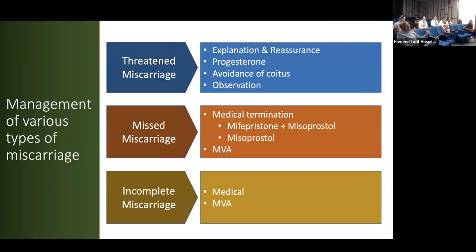And this is less traumatic for the endometrium or for removal of the decidua, whereas in D&C, you can curette it excessively, and there is the potential for curetting the uterine lining too much, or the basal layer of the endometrium a little too much, leading to adhesion formation later on. Incomplete miscarriage, medical treatment, or MVA.